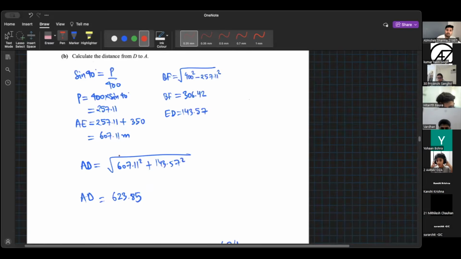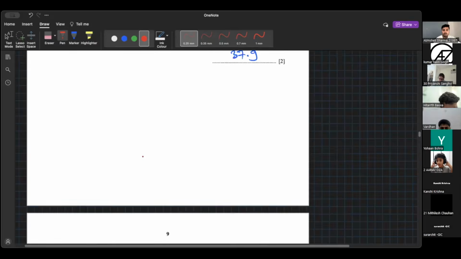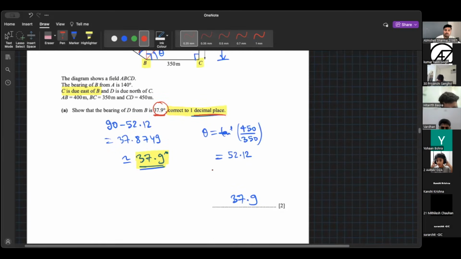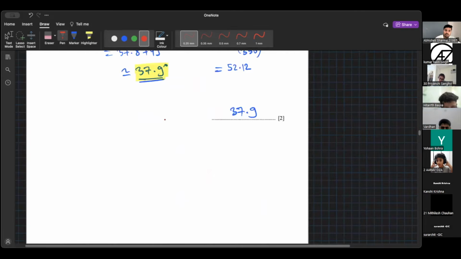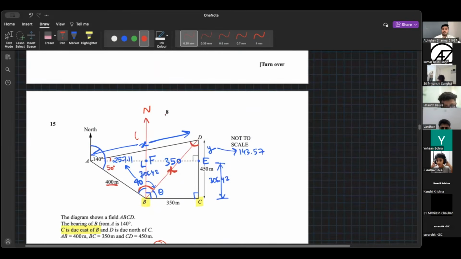So we'll use the calculator to write the total distance directly. I think the final answer was 623.85. So let's add 623.85 plus 400 plus 350 plus 450. So the total distance covered is 1823.85.